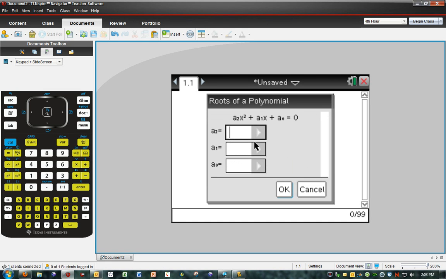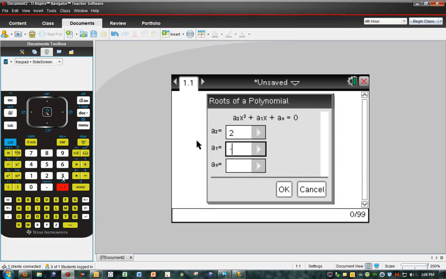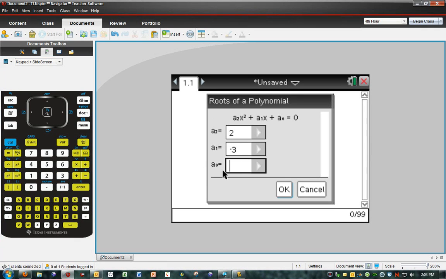You hit OK, and you get your equation: a2 x squared plus a1 x plus a sub 0. And all we have to do is type in coefficients. I'm going to make something up. Say I put in 2, then let's go -3, and let's then do -2.